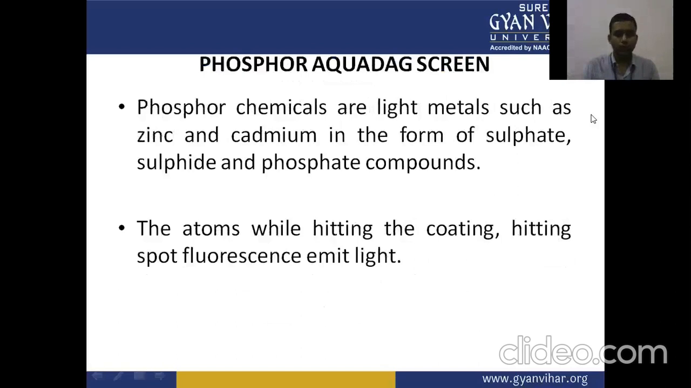Phosphor aquadag screen. The phosphor chemicals are light metals such as zinc and cadmium in the form of sulfate, sulfide, and phosphate compounds. The electrons, while hitting the coating, make the hit spot fluoresce and emit light.